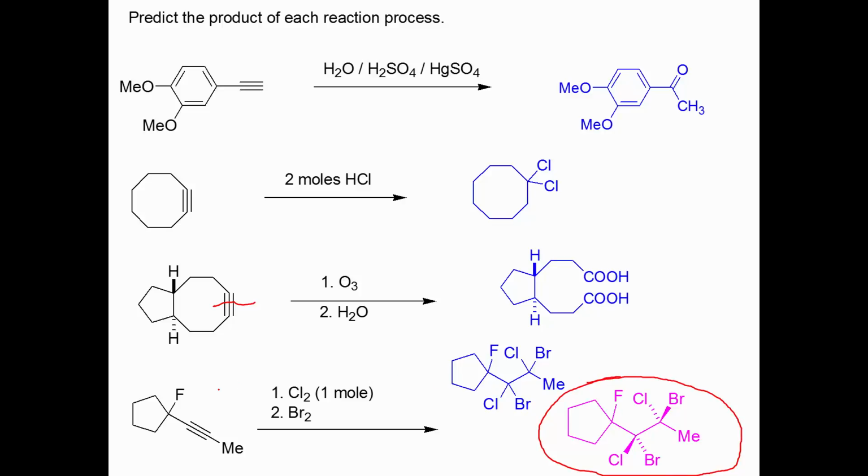So the first step is going to give us the anti-addition product, okay, and the second step is going to add bromine to the alkene that we have right there.